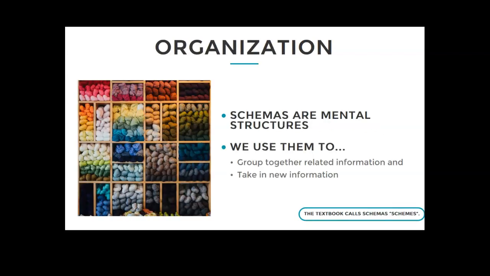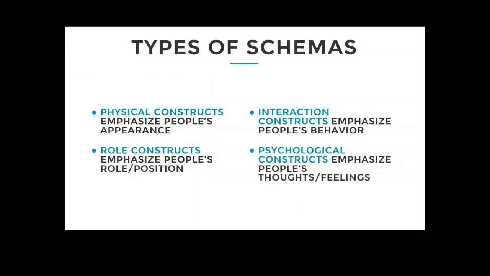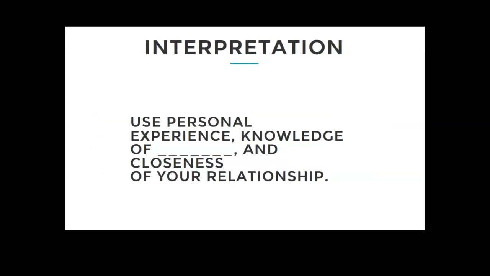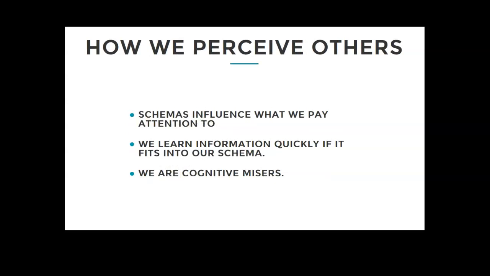For organization, then we're going to start to use these schemas as mental structures and use them to group together related information or take in new information. So these can be physical. We're thinking about things that emphasize people's appearance. It can be having to do with a role or interaction, or even something that's going to be psychological. So with interpretation, you're going to use personal experience, your knowledge of something, and the closeness of your relationship. This will have to do with how we perceive others.